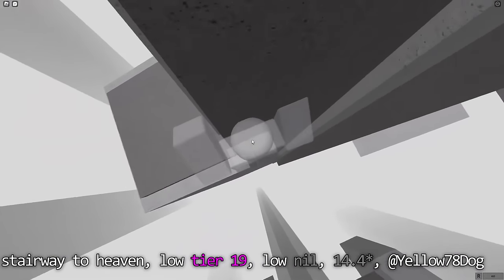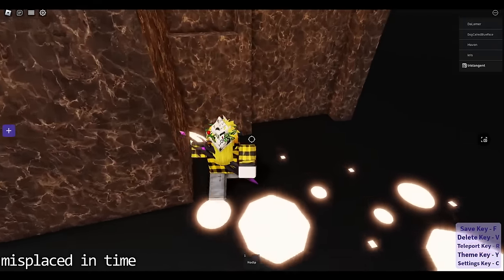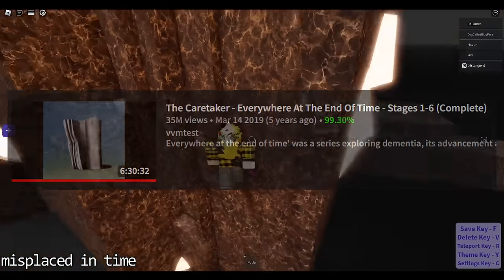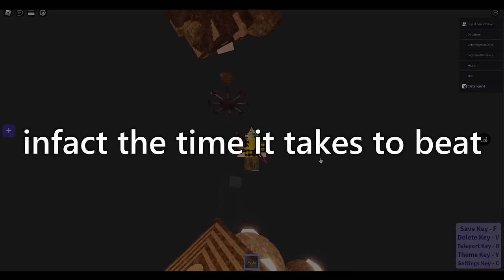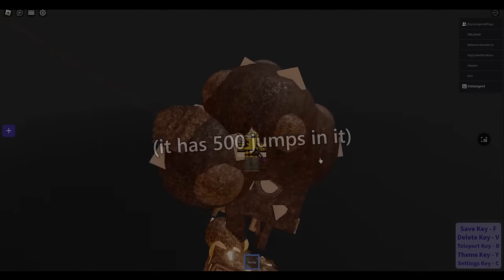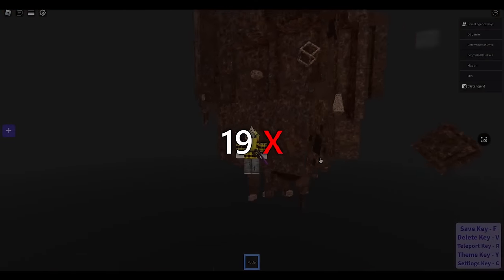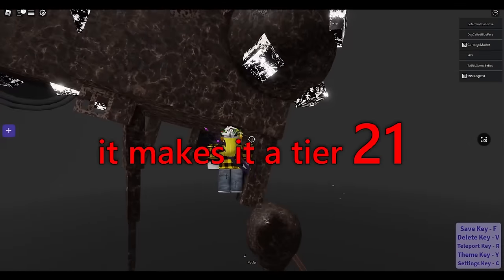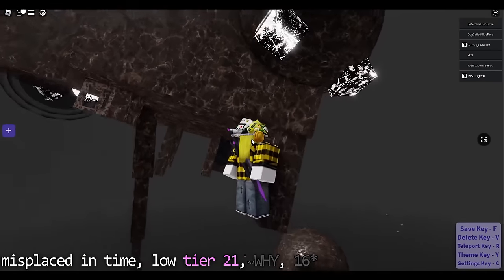Probably the best example of an obby with this type actually is an obby called Misplaced in Time, which is also based off of Everywhere at the End of Time, which is a Dementia album. The jumps start normal, but become more janky as it goes on. In fact, the time it takes to beat, it has 500 jumps in it, combined with how hard it is, doesn't make this a tier 19. It doesn't even make it a tier 20. It makes it a tier 21 obby. A low tier 21, but still, it's a tier 21.